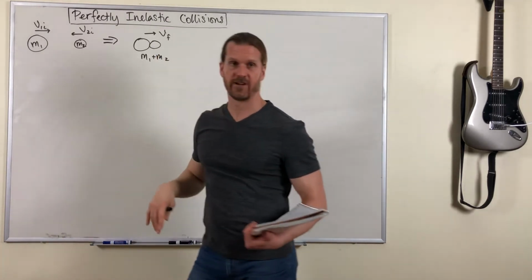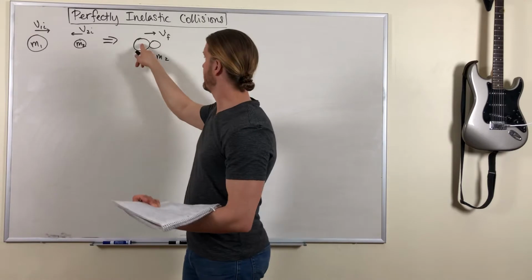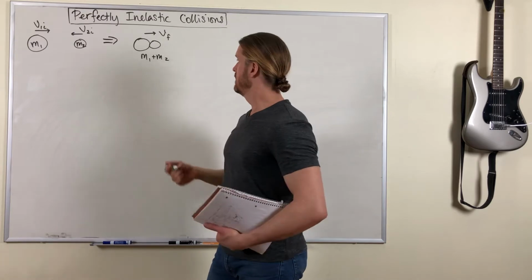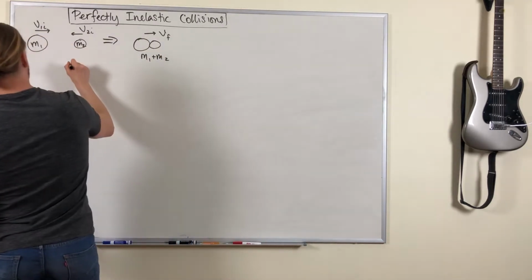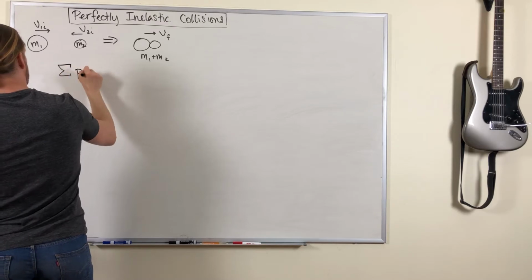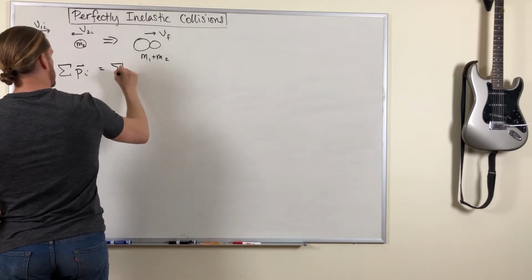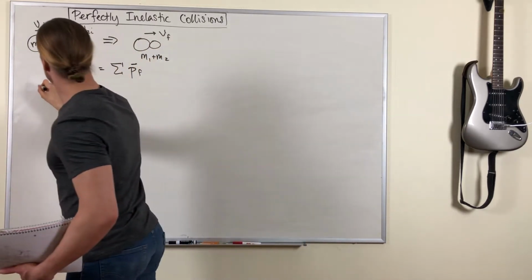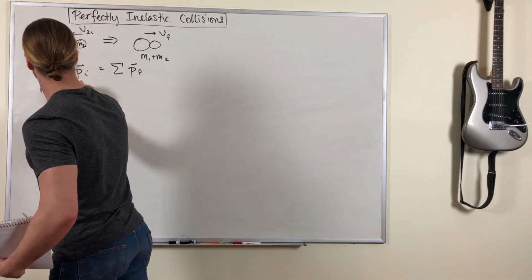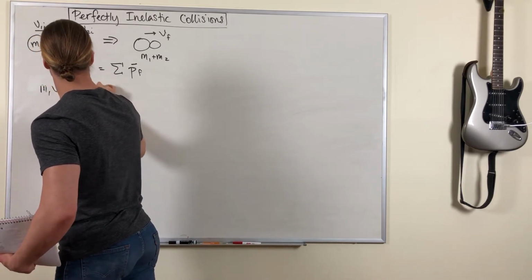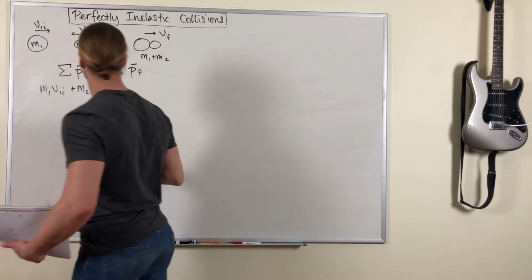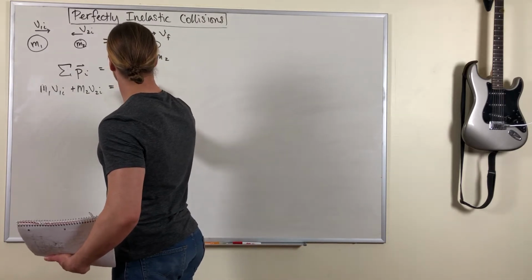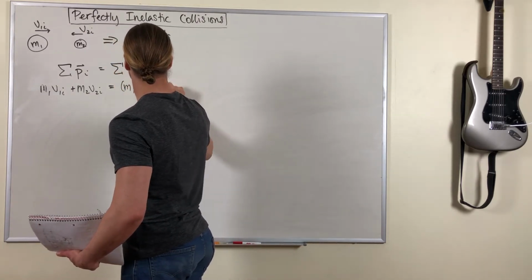Here's two balls that are heading towards each other. They collide and stick together. After the collision, they move together as one object. So the law of conservation of momentum looks like m1 v1 initial plus m2 v2 initial equals (m1 plus m2) times v final.